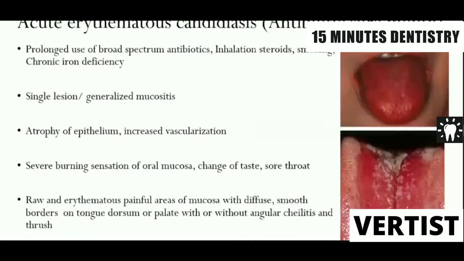Okay. Acute erythematous candidiasis, or antibiotic sore mouth, occurs as a result of prolonged use of broad-spectrum antibiotics, because it depletes the normal oral flora. Also, you can see it in asthmatic patients who use inhalation steroids, those who smoke, and in chronic iron deficiency. So what we see here is the atrophy of epithelium, the diffuse borders, the raw and erythematous painful areas with smooth borders. It can coexist with angular cheilitis and thrush also.